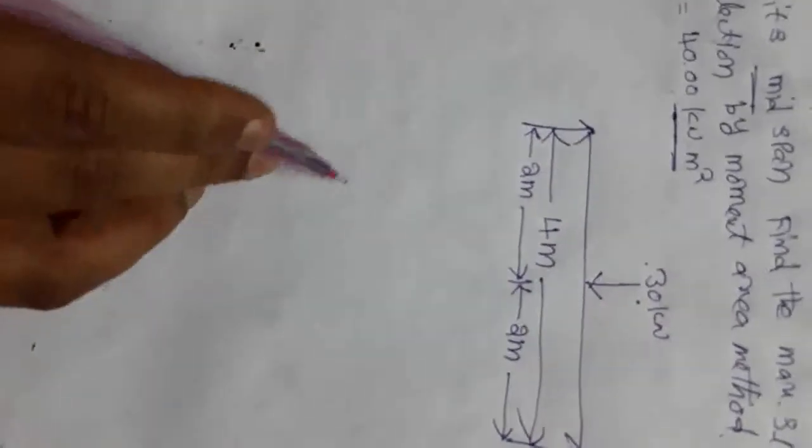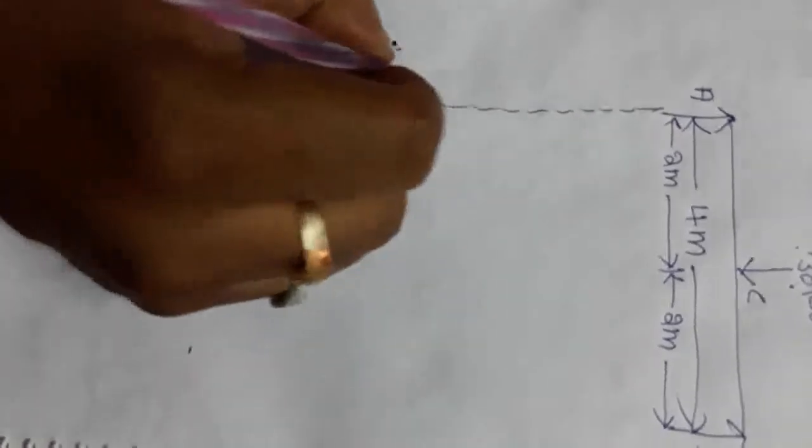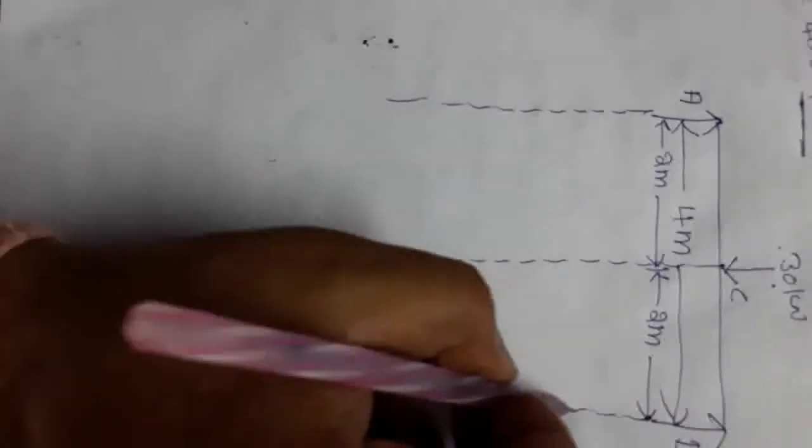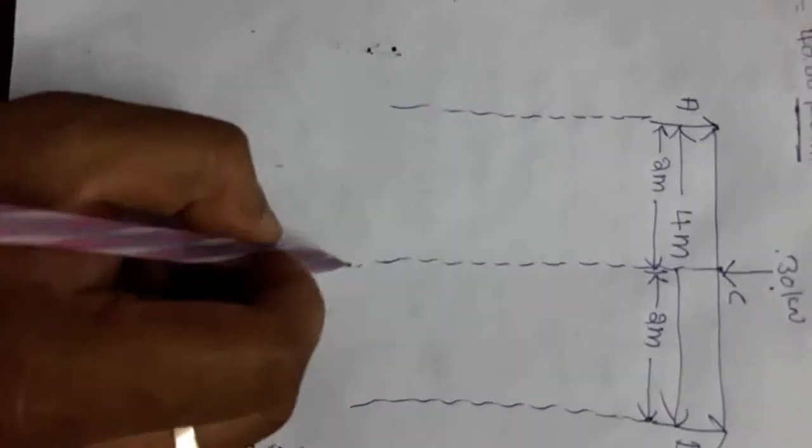Okay, this is the diagram for the above question. Let us assume letters at the supports and loads. This is A, this is B and this is C. This is the reference line for BMD at A, this is the reference line for BMD at C, and this is the reference line for BMD at B. This is the baseline for BMD.